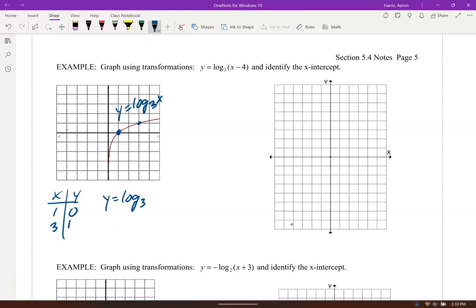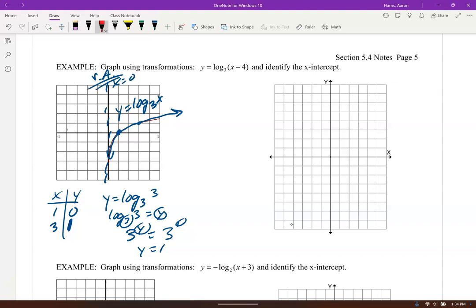If I plug 3 in for x, let me write it this way. Log base 3 of 3 equals y. Then 3 to the y equals 3. Well, that's 3 to the 1, so y must be 1. So 3, 1, and so on. You could pick some other nice points to throw in, but you kind of get the idea. And this has that vertical asymptote x equals 0.